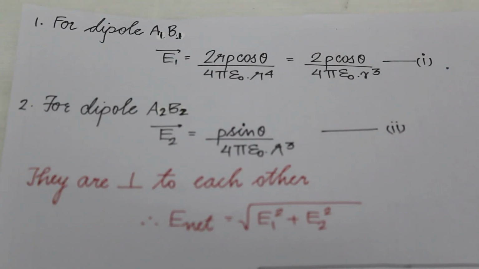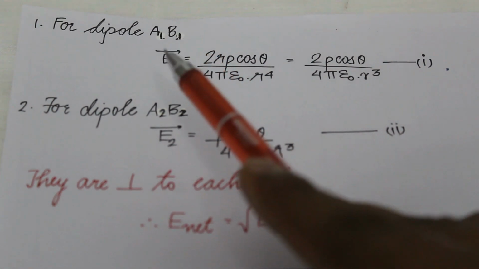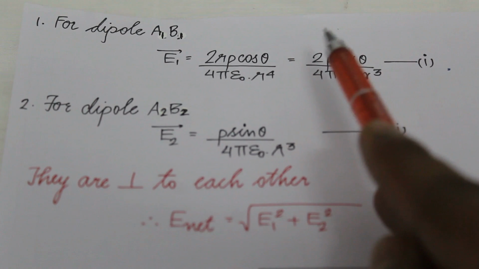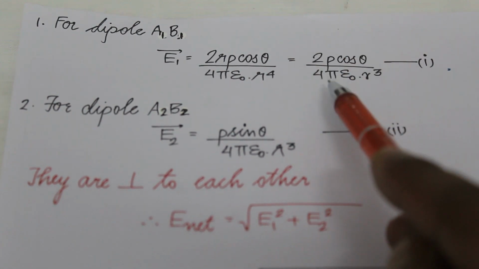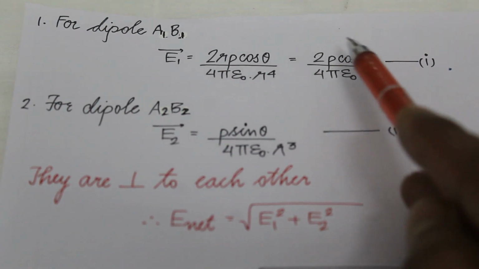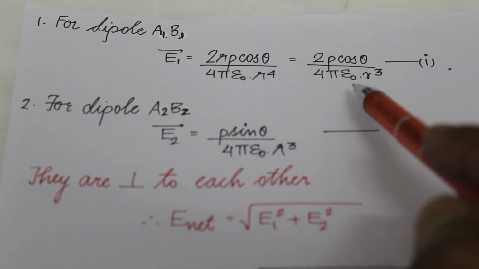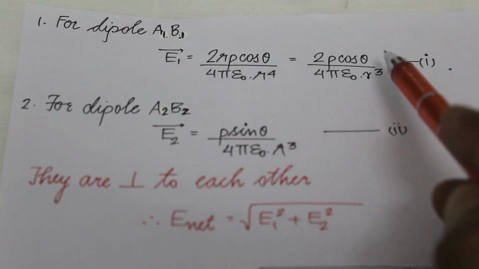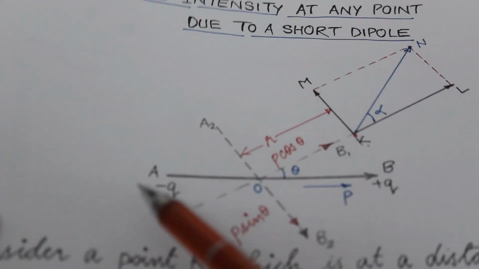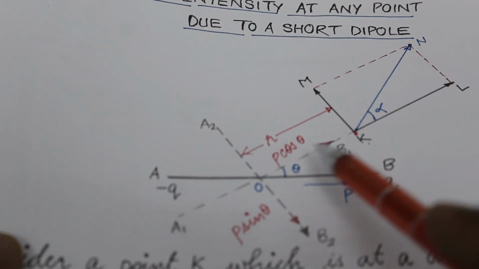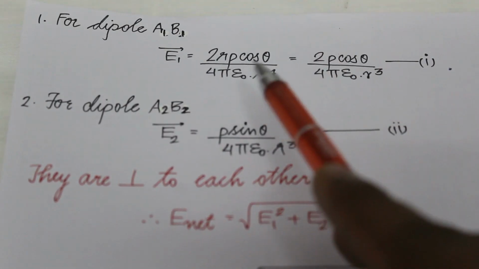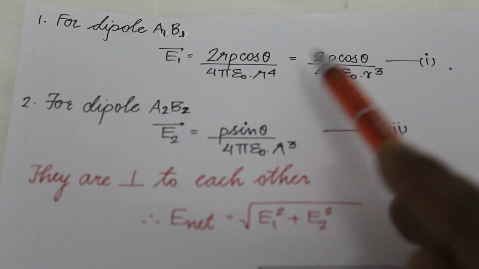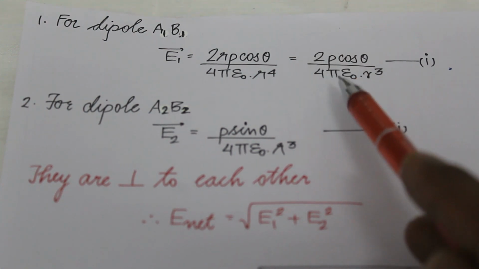Now let's find out. For dipole A1B1, as we know, the intensity of electric field is given by 2p cos theta upon 4 pi epsilon naught r cube. Mind this, we are finding this for a short dipole. So we have written 2p cos theta. Why p cos theta? Because in this diagram, the dipole moment of A1B1 was p cos theta. So instead of 2p upon 4 pi epsilon naught r cube, I have written 2p cos theta upon 4 pi epsilon naught r cube.